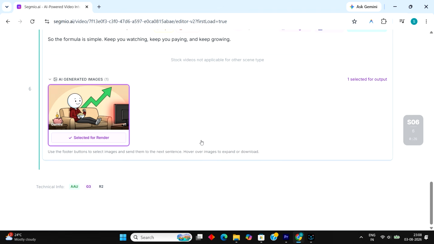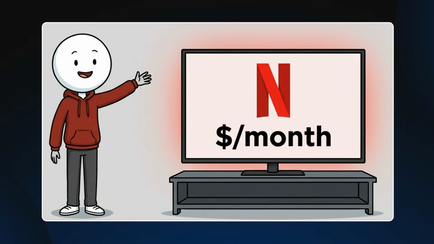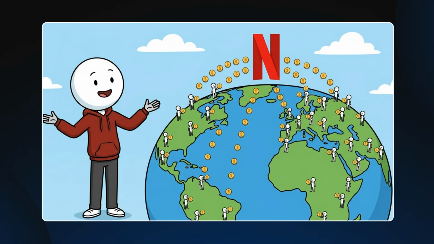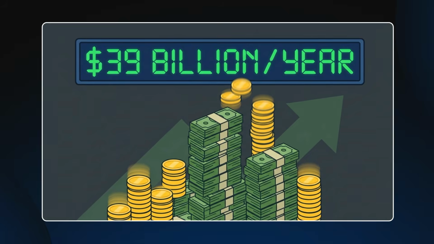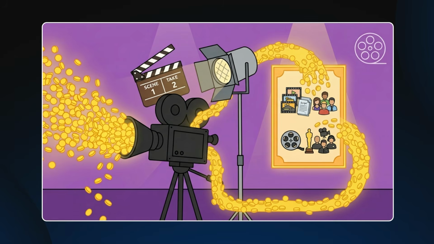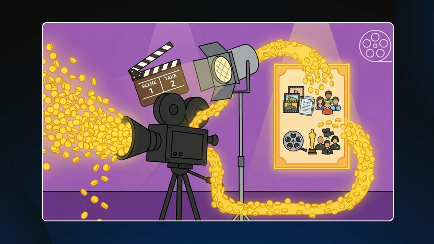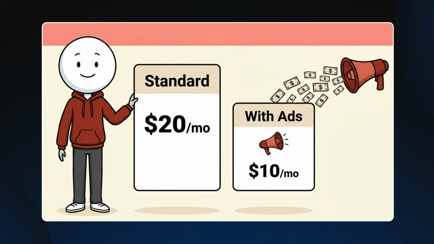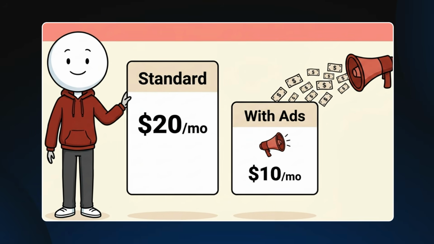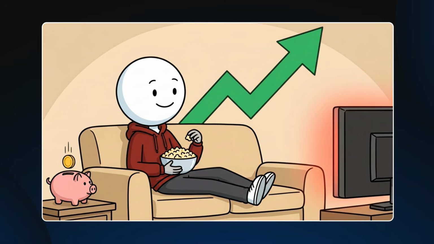Okay, I will show you what we made. Netflix makes almost all of its money from one simple thing: your monthly subscription. Over 300 million people worldwide pay Netflix every single month. Those subscriptions add up to more than $39 billion a year in revenue. But Netflix spends most of that money right back on making and licensing shows and movies. It also offers a cheaper plan with ads, which brings in extra money from advertisers. So the formula is simple: keep you watching, keep you paying, and keep growing.